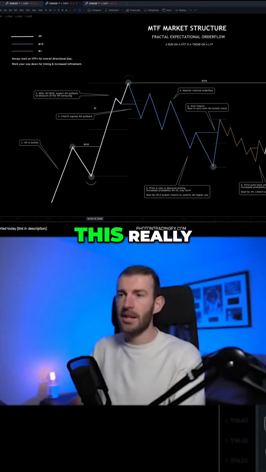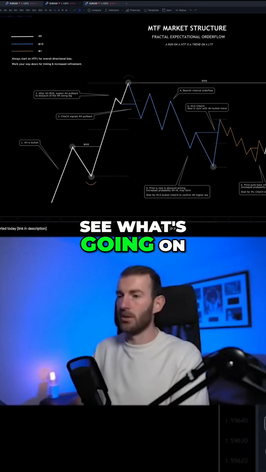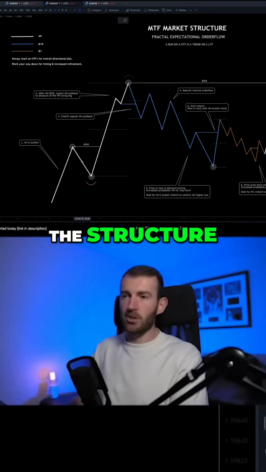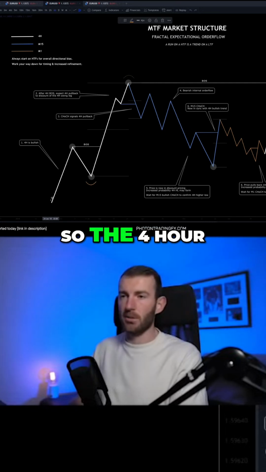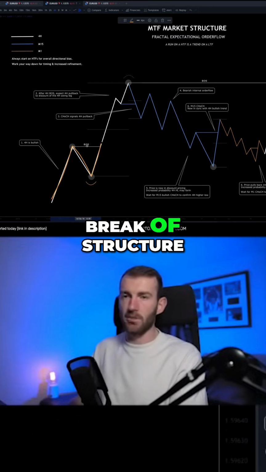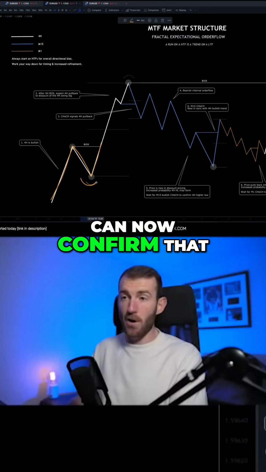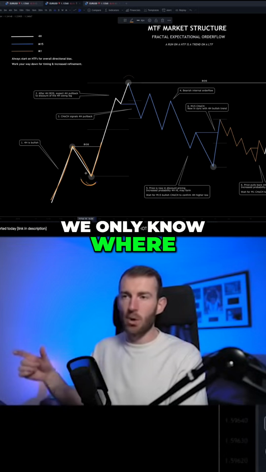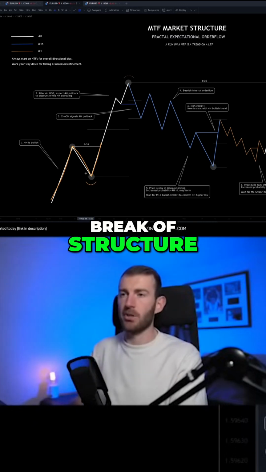So let's talk through this really, really slowly so you guys can see what's going on. This white line, the structure, represents the 4-hour chart, okay? So the 4 hour is bullish, it makes a swing high. It pulls back to form a swing low, okay? Once we get that break of structure, that is where we can now confirm that that is a swing low, okay? We only know where the swing low is once we get that break of structure.